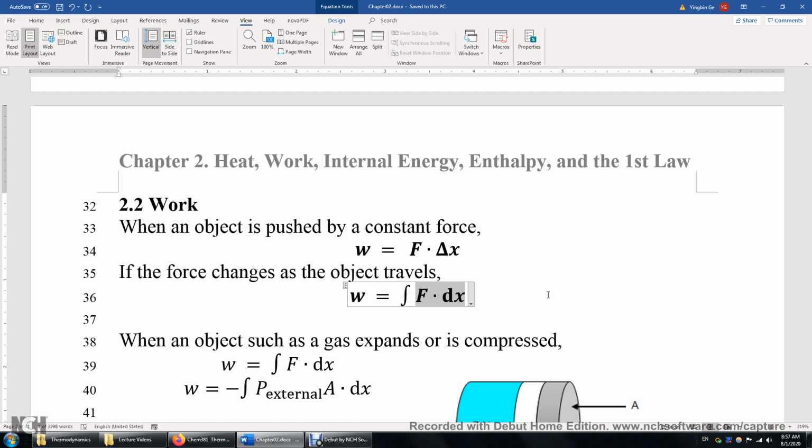And what if the object travels a finite distance? Well, we'll put an integral sign in front of F dx. We'll simply sum up all those tiny dx. And then the integral of F dx is the amount of work.